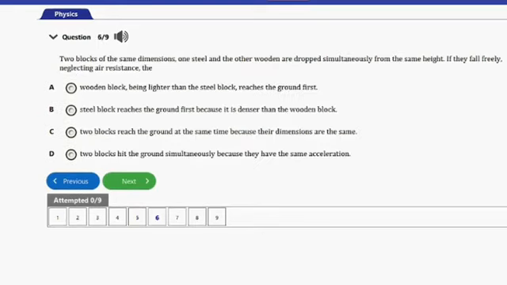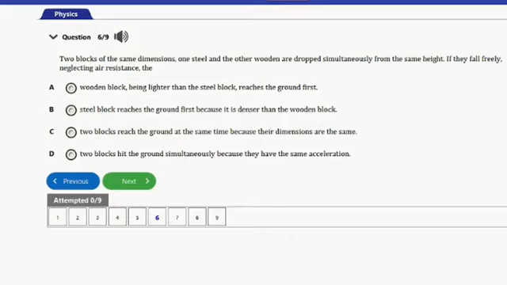So guys, the next question we have here is question number 6. It says, two blocks of the same dimensions, one steel and the other wooden, are dropped simultaneously from the same height. If they fall freely, neglecting air resistance, A, the wooden block, being lighter than the steel block, reaches the ground first. B, the steel block reaches the ground first because it is denser than the wooden block. C, two blocks reach the ground at the same time because the dimensions are the same. D, two blocks hit the ground simultaneously because they have the same acceleration.